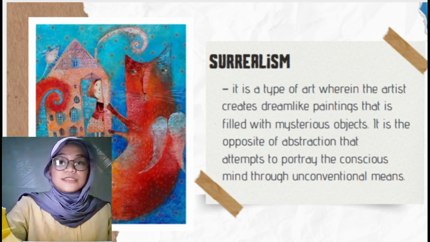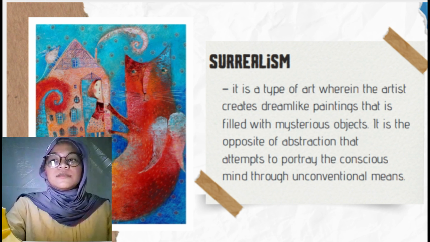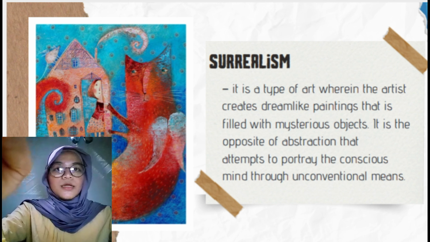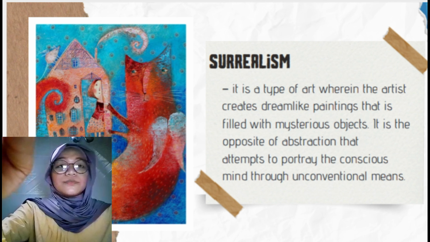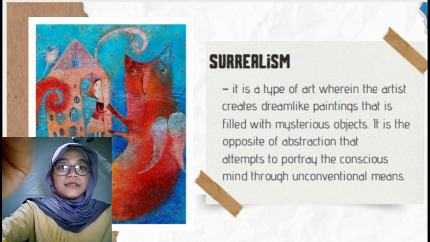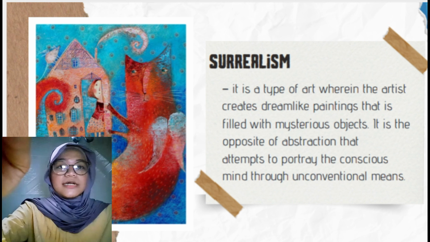Next is Surrealism. This movement is all about dreams and imagination. Surrealist artists paint strange, magical scenes that often don't make sense in real life. They want to show the unconscious mind, the world we see when we dream. Famous surrealist artists include Salvador Dali and René Magritte.